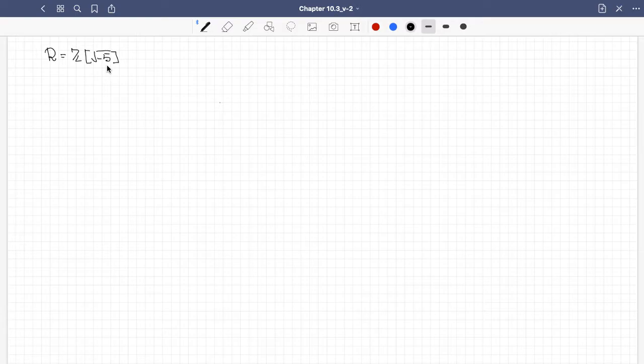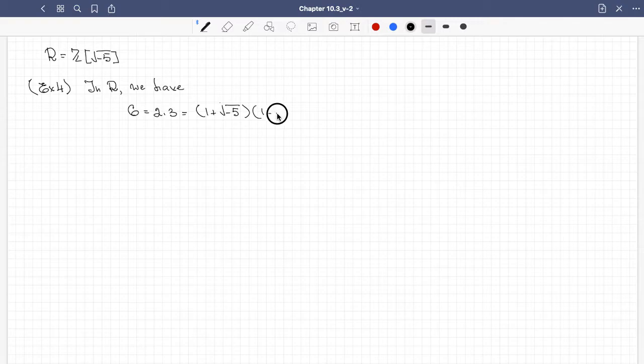And this is example 4 from the book. In this ring R, we have six, an element of this ring, equal to 2 times 3, both are elements of this ring, and another decomposition is 1 plus root of -5 times 1 minus root of -5.